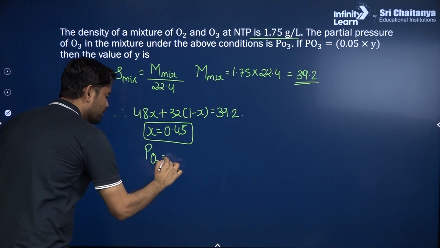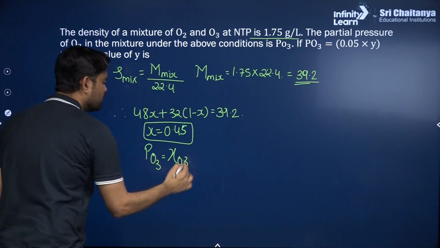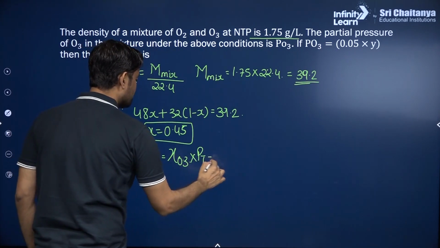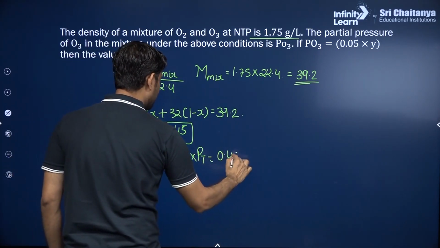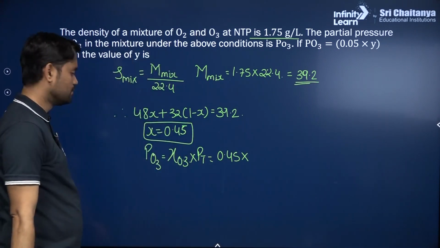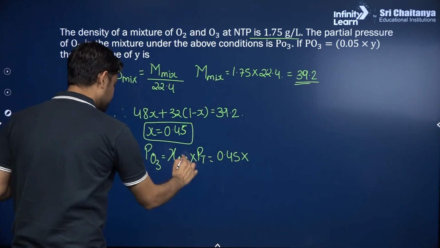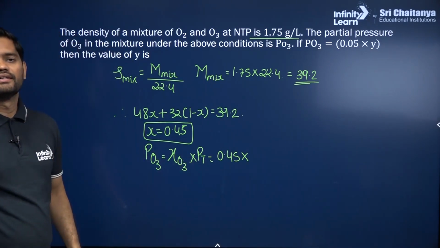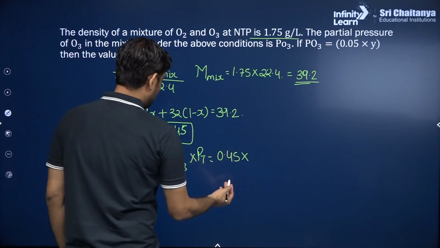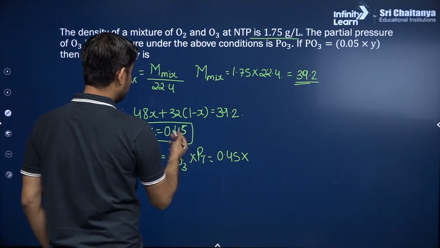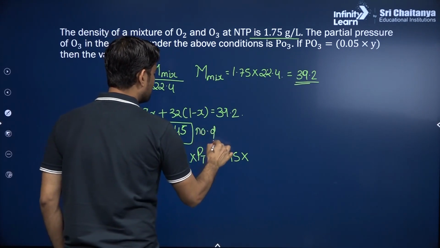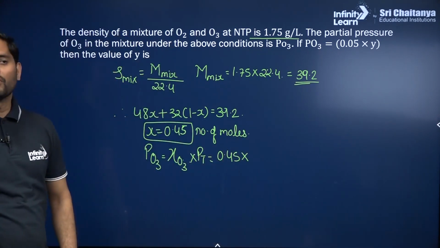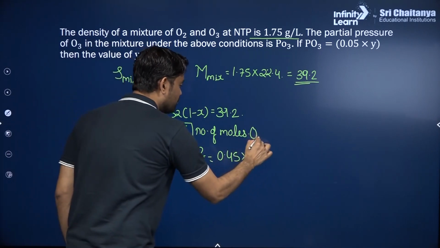Then partial pressure of ozone is equal to mole fraction times total pressure. So mole fraction is how much? 0.45. Okay, this is ozone, guys, wait. Okay, clear? 0.45 mole fraction. This is number of moles. Okay, x is equal to what? Number of moles of ozone.